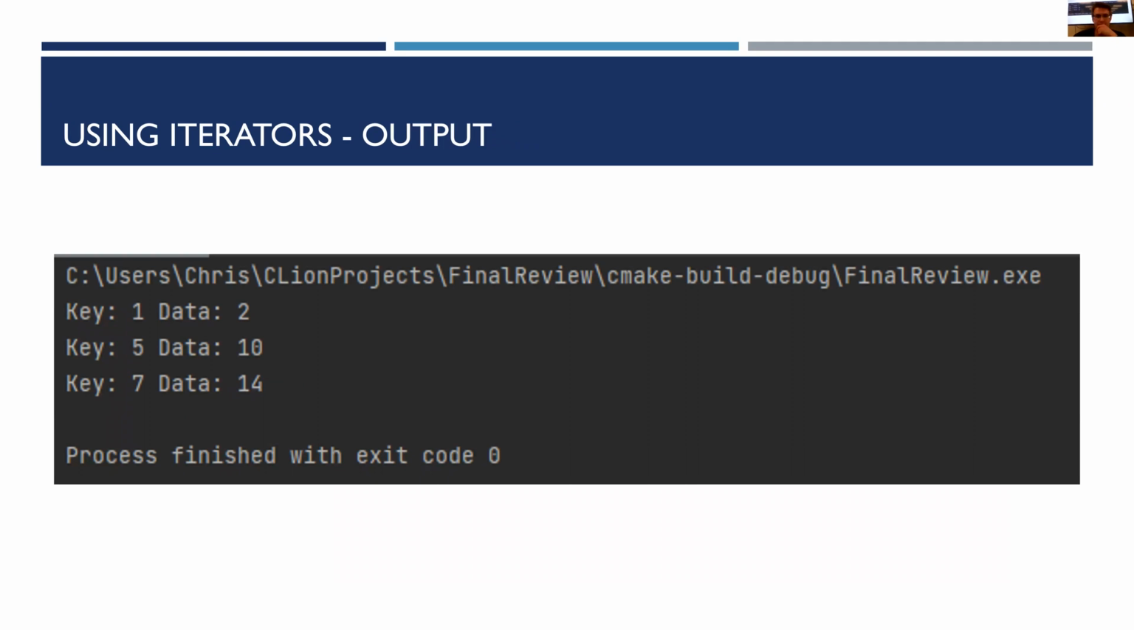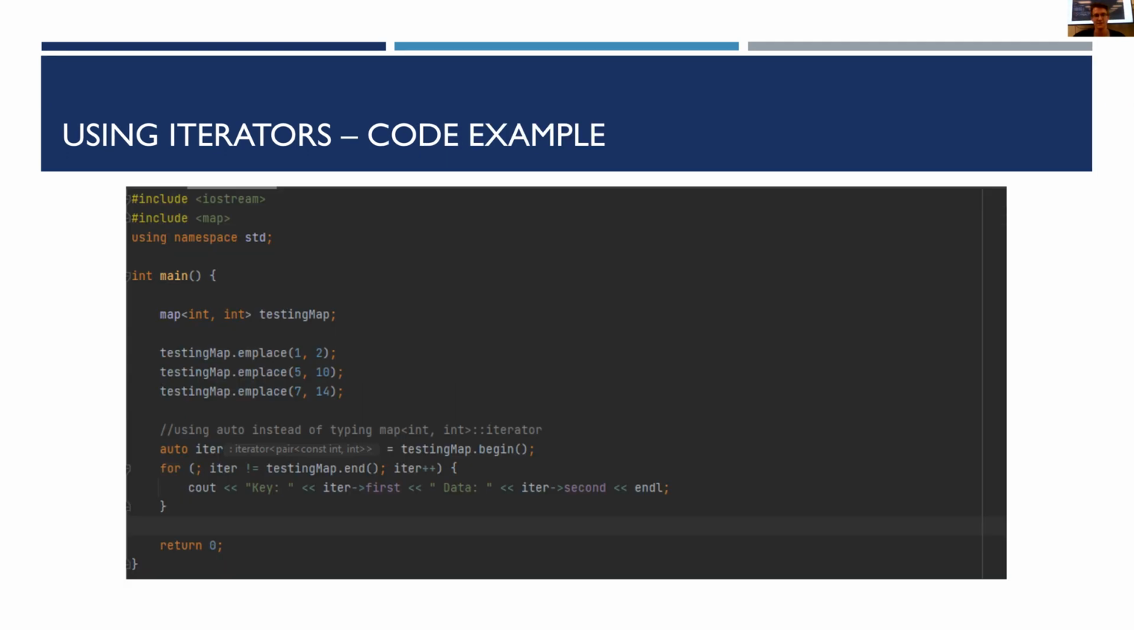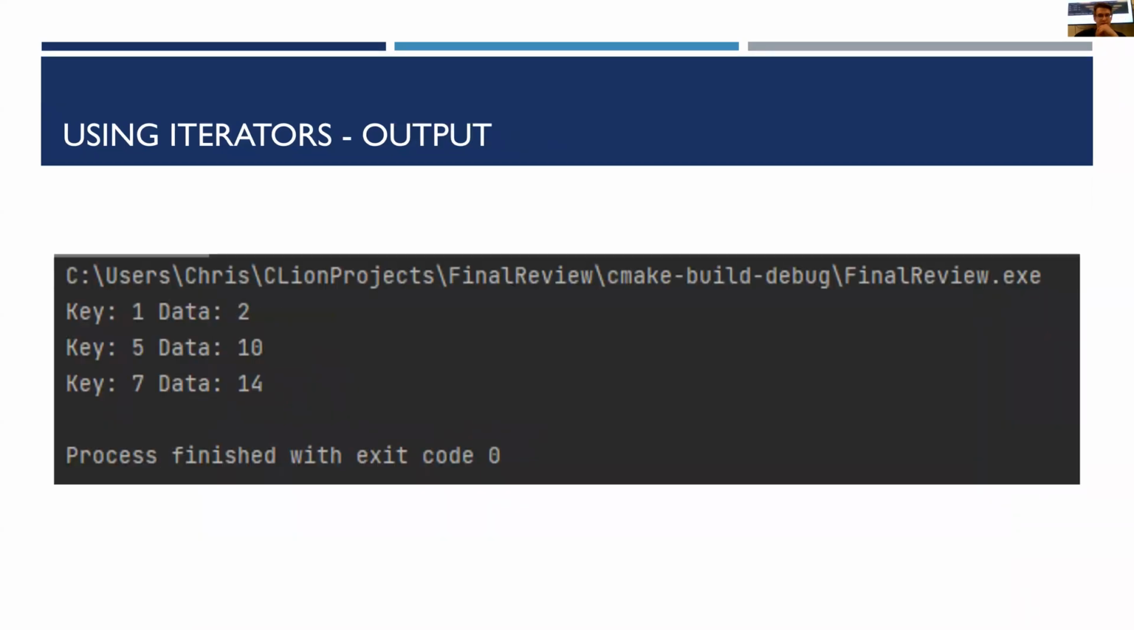So yeah, that's that. Was there anything in this code that you guys didn't understand from my explanation just now, or is there anything that you need help with or no? All right, cool. I'm going to move on from iterators.